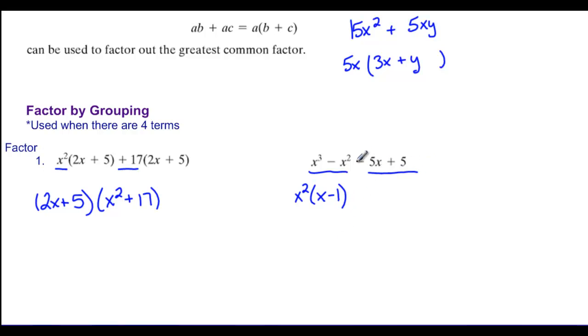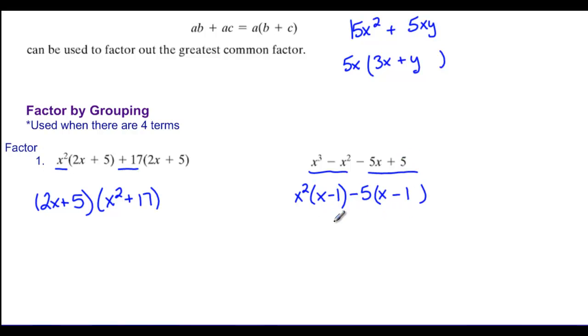So 99% of the time, whatever this sign is goes right here. And so we now are looking at this 5x plus 5, and they have a 5 in common. Because we put the negative here, we're having to consider negative 5 times what gives us negative 5x. So negative 5 times a positive x is going to give us a negative 5x. And then negative 5 times what is going to give us a positive 5? Well, negative 5 times a negative 1 gives a positive 5.